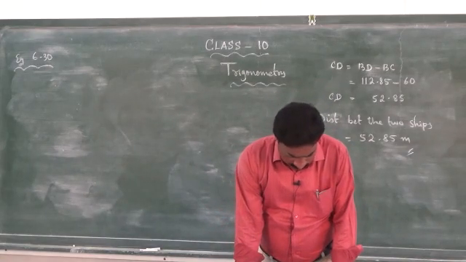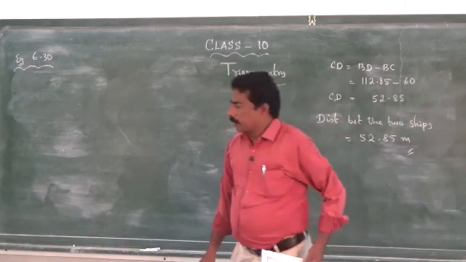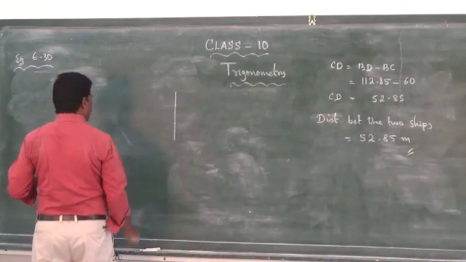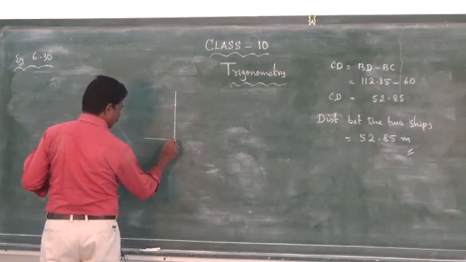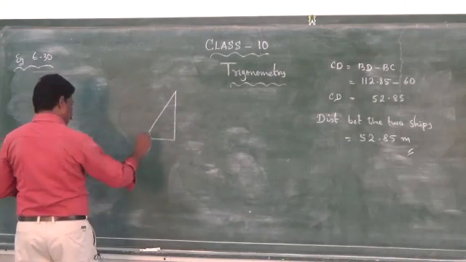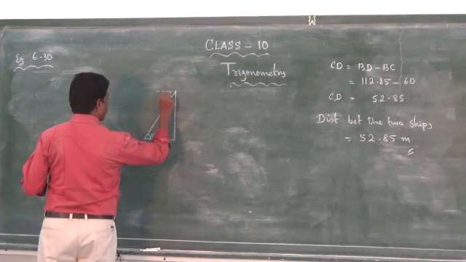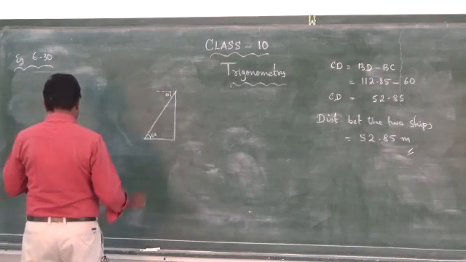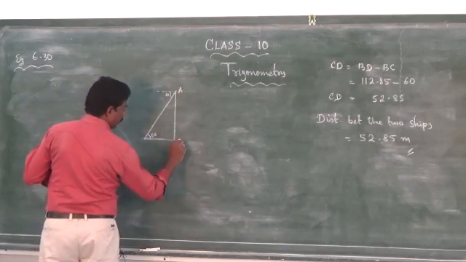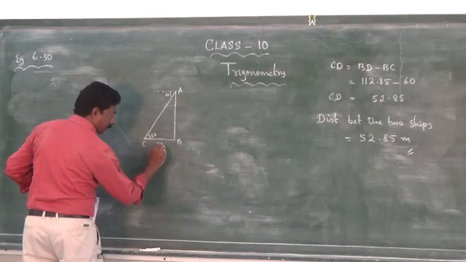The boat makes an angle of depression of 60 degree. So there is a tower and a boat, and the angle of depression is 60 degree. And it is at a distance of 200 meters from the tower. Suppose AB is the tower, C is the initial position of the boat, and the distance between the tower and the boat is 200 meters.